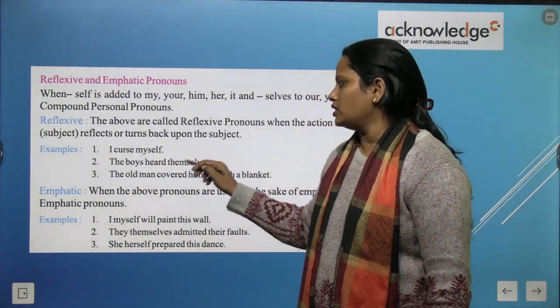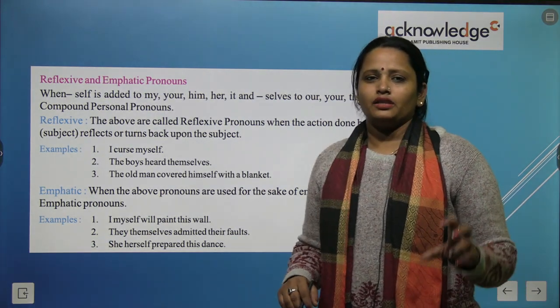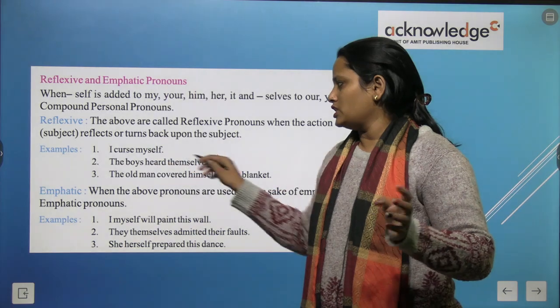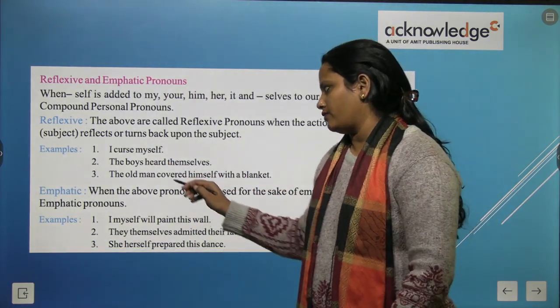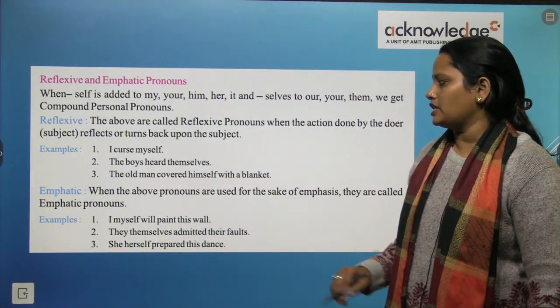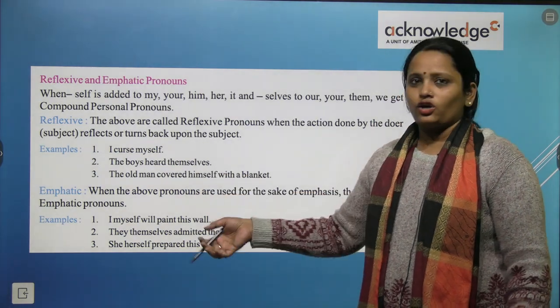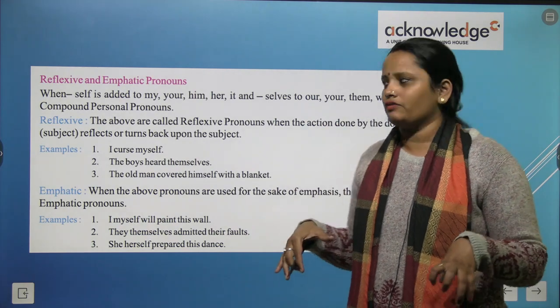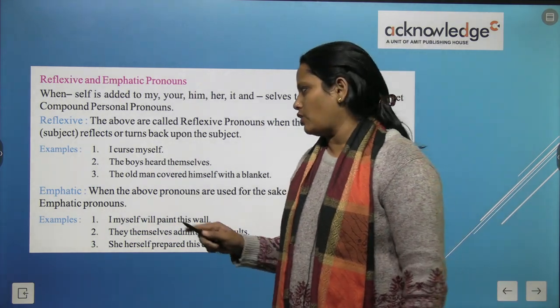The boys heard themselves. अब यहाँ पे the boys, उन लड़कों ने खुद को सुना, means दोनों चीजें आपस में reflect हो रही हैं. The old man covered himself with a blanket. Old man ने खुद को ढक लिया. वो किसी और को नहीं कर रहा, वो खुद को कर रहे हैं. जहाँ पे हम खुद को करते हैं वहाँ पे reflexive pronoun आता है.